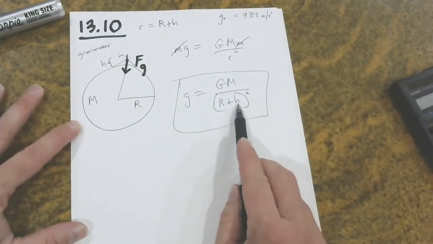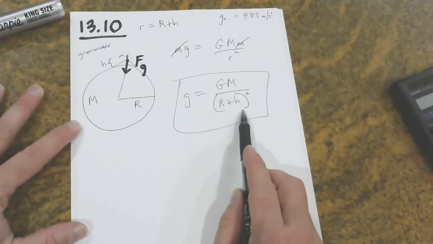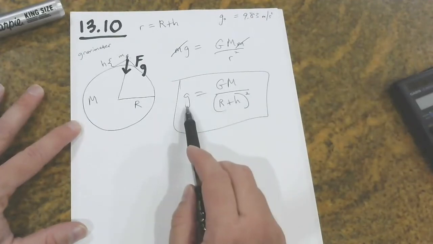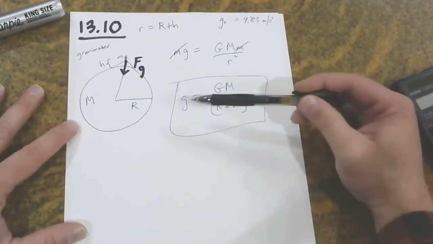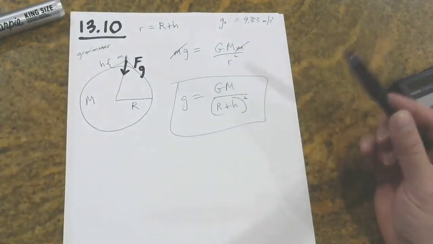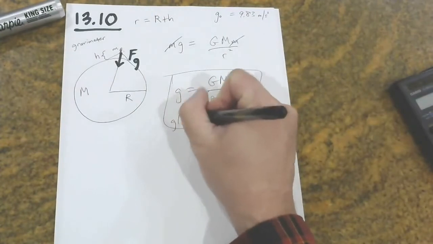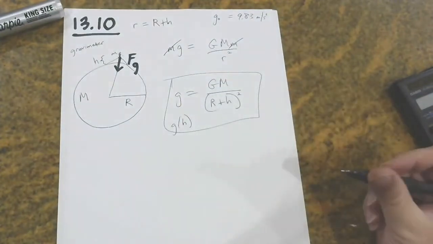And now, in this problem, we can see that the strength of the G field depends on your altitude. As your altitude increases, the denominator increases, and that means that the overall fraction, or this quantity, would decrease. So the higher you go, the lower becomes the strength of the G field. We could even say that G depends on H. It's a function of H.